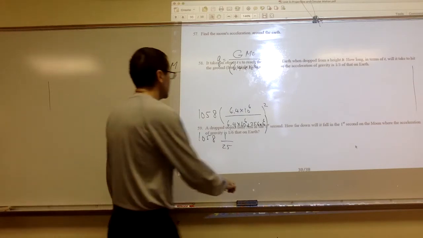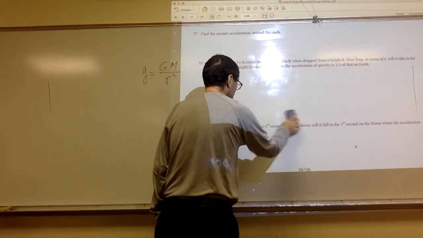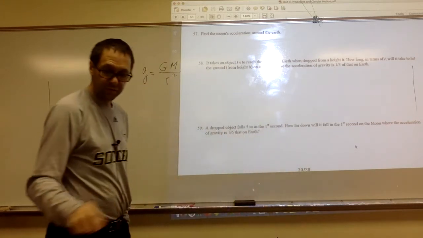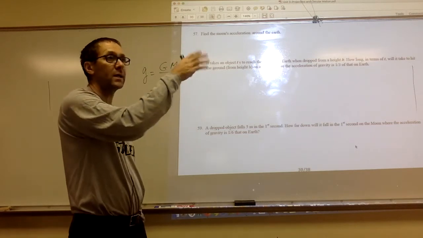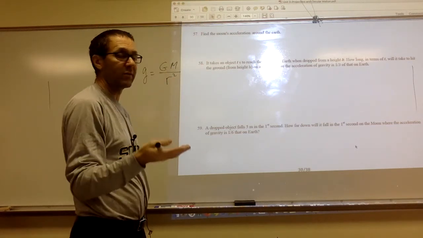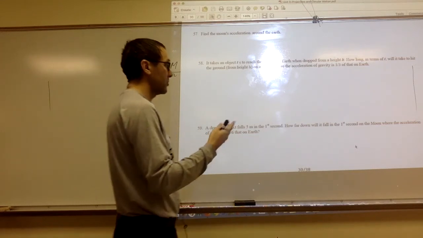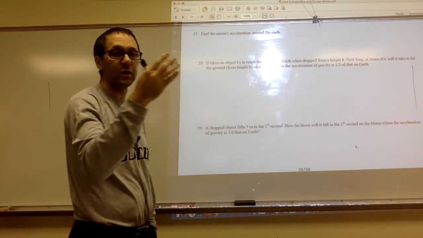Now find the moon's acceleration around the Earth. So now we're trying to figure out how much acceleration the moon feels because of Earth's presence. Now, by the way, you don't have to have anything upward at the location of the moon to talk about the acceleration of gravity, because the acceleration of gravity is just describing the gravitational field surrounding the Earth.